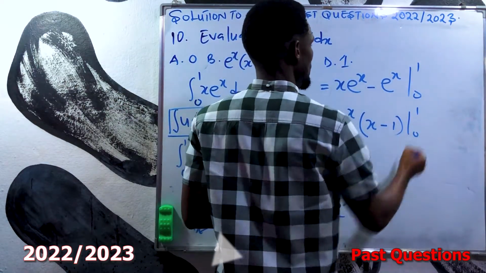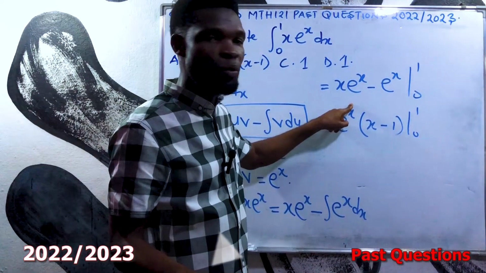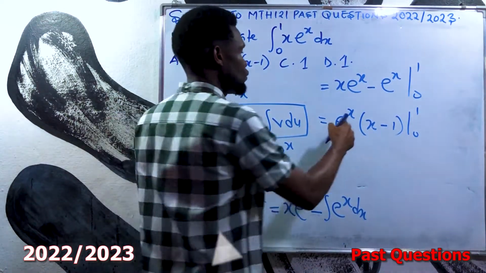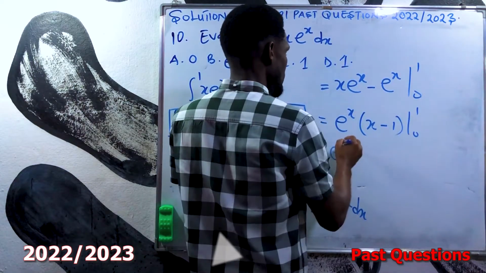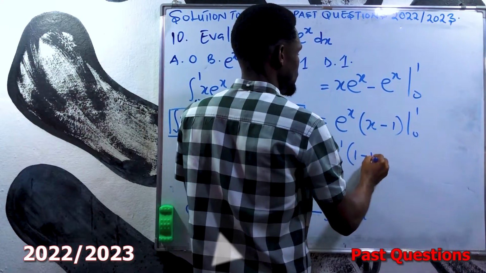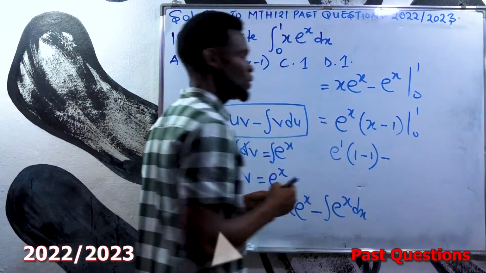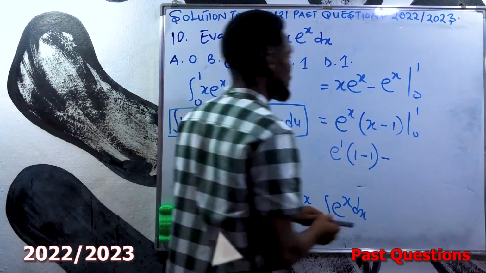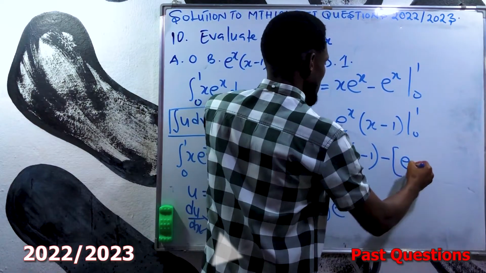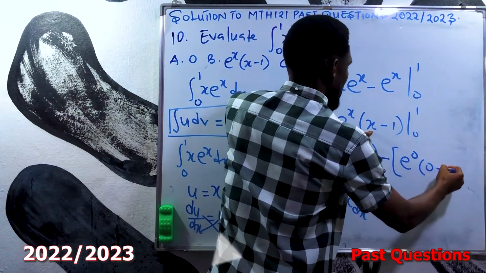Okay, 0 to 1. Let us substitute the values of the upper limit. Then after that, we substitute the values of the lower limit into this integral. So we are going to have exponential 1 into x is 1, minus 1. Okay, we're done with that. Then minus, that's the rule, minus, this time around, we are going to substitute the lower limit, which will be exponential 0 into 0 minus 1.